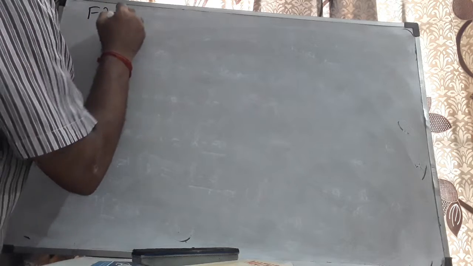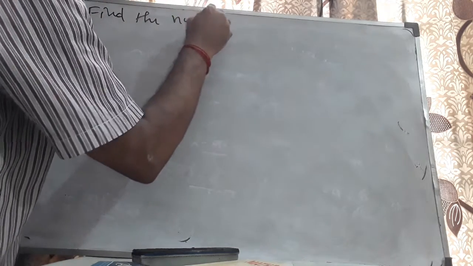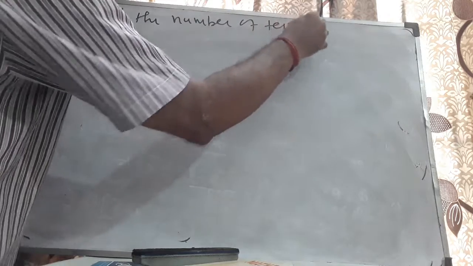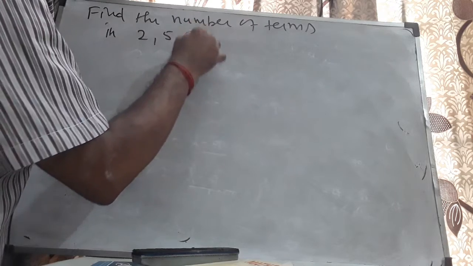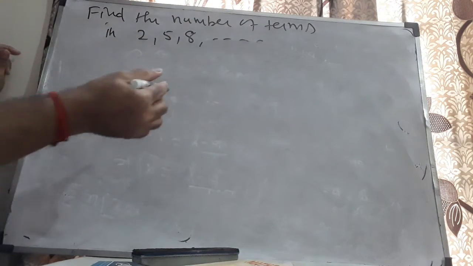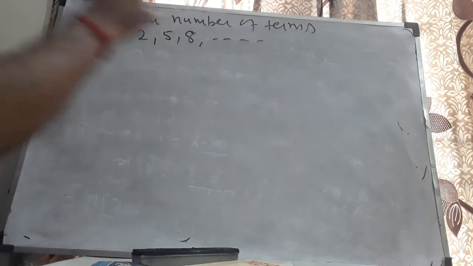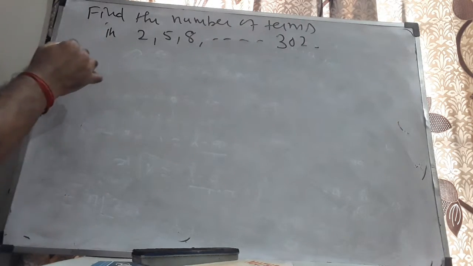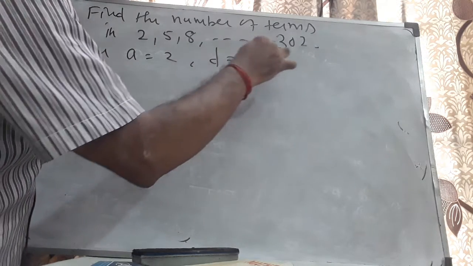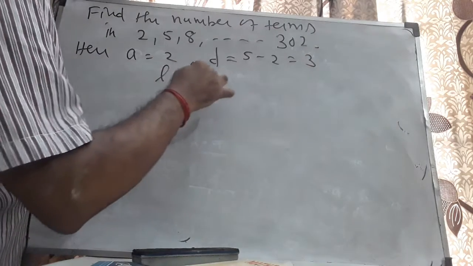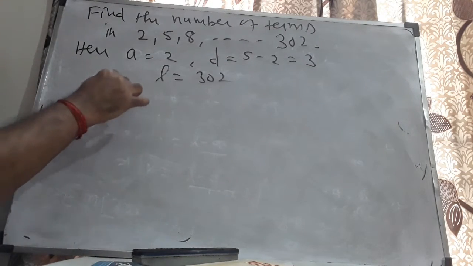Okay, we'll do some examples over here. Find the number of terms in 2, 5, 8, etc., up to, let us say, 302. Here a is equal to 2, d is equal to 5 minus 2, which is 3, and L is equal to 302.